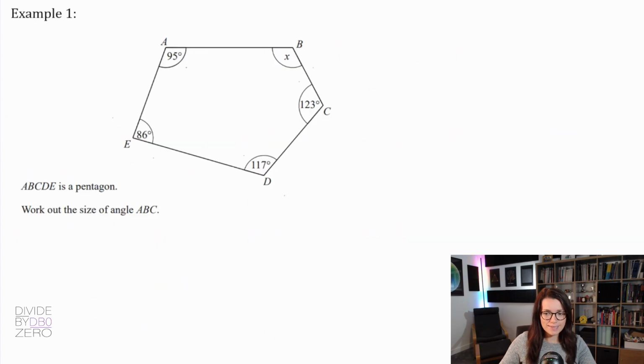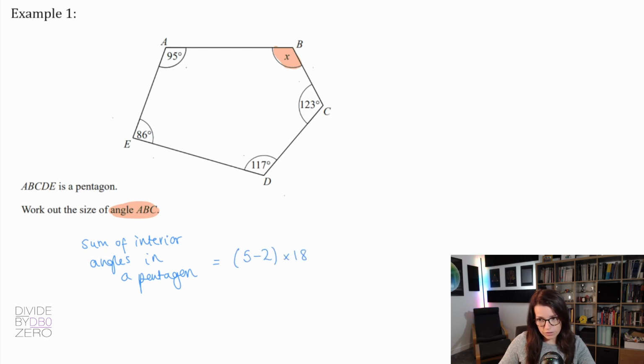Example 1. ABCDE is a pentagon. Work out the size of angle ABC. Angle ABC is what is labelled as x here. So in other words, we've got to find x. Now to do this, we can start by thinking of the sum of interior angles in a pentagon. And I'm going to use that formula. So remember it said (n minus 2) times 180, where n was the number of sides. In this case, we have 5 sides. So 5 take away 2 times 180 is 3 times 180, and that's 540. So we know that altogether they need to add up to 540.